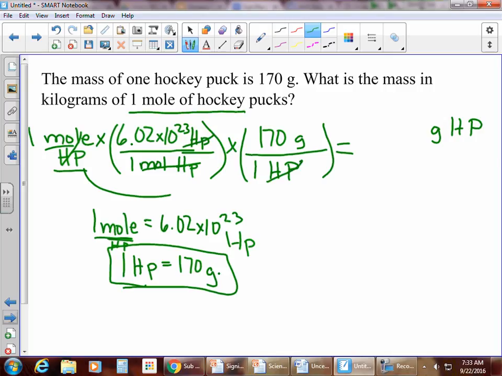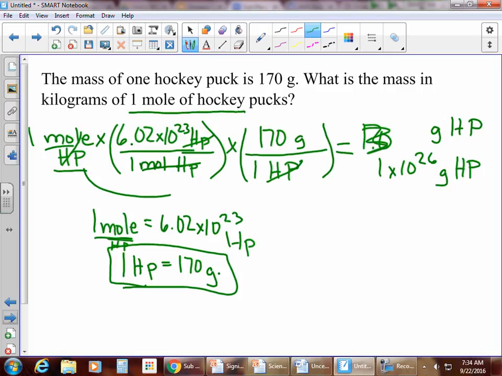So even if it's stuff that you have no idea what it is, you can figure it out. Just use your units and set things up. I end up with 1.0, but we're starting with just 1 sig fig, so I'm going to have 1 times 10 to the 26 grams of hockey pucks.